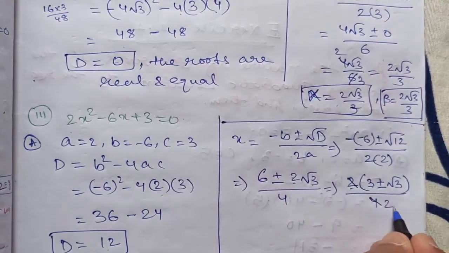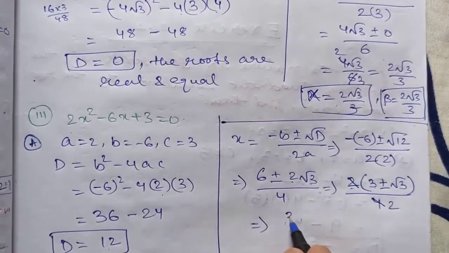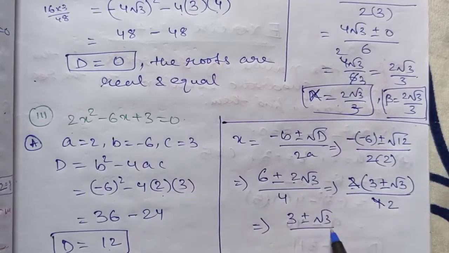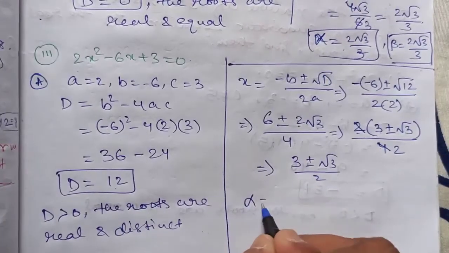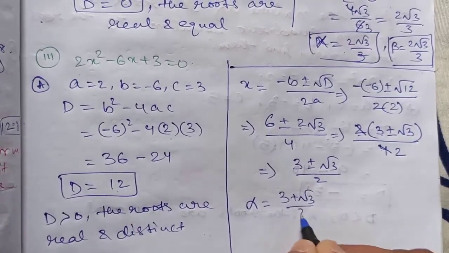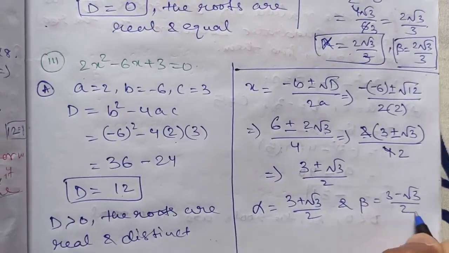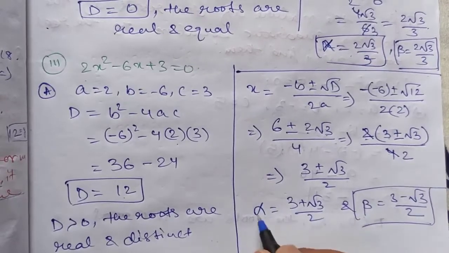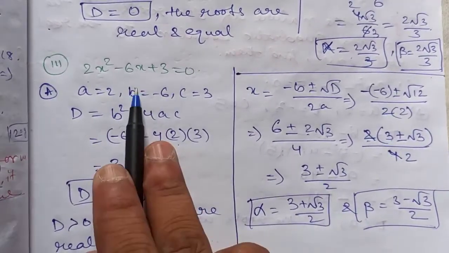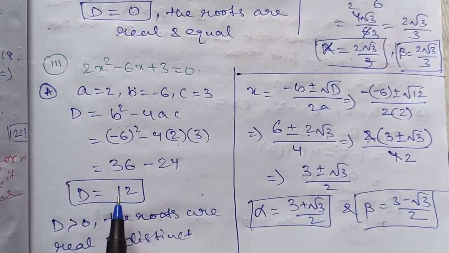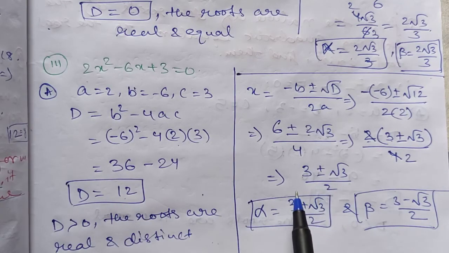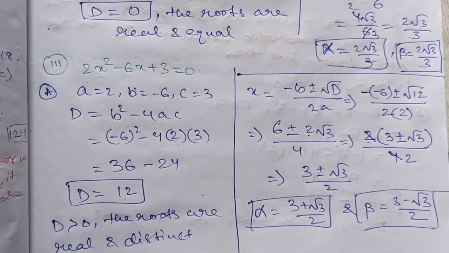Now cancel 2 and 2. So we got 3 plus or minus root 3 by 2. That means alpha is 3 plus root 3 by 2 and beta is 3 minus root 3 by 2. Okay, these are the two roots of the above quadratic equation. If you are getting d equals to 0 or greater than 0, then only you can proceed for the Sridharacharya formula to find both the roots of the equation.